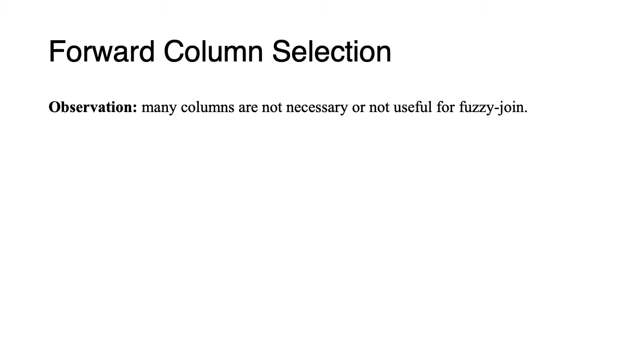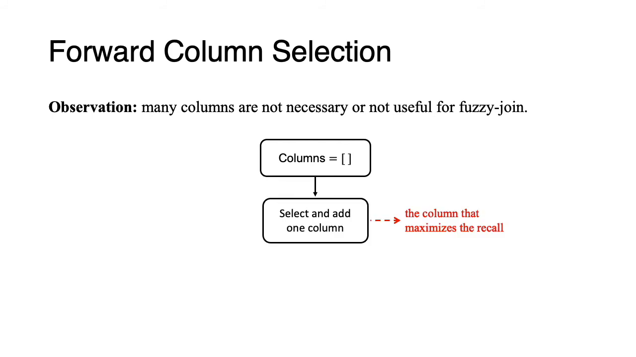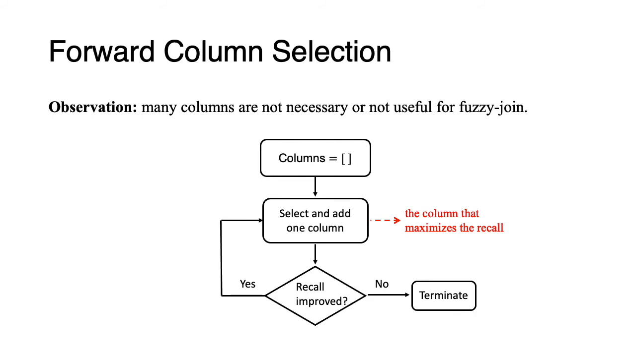To select the most important columns, we propose a forward column selection algorithm, which is analogous to forward feature selection algorithm in machine learning. Our algorithm starts from an empty set of joining columns, and iteratively expands this set by adding the most important column from the remaining columns. Because we are maximizing the recall, the importance of a column can be determined by the resulting recall after adding it, which can be estimated using the method we introduced before. The algorithm terminates when the recall cannot be improved by adding an extra column. As we will show in the experiments, in most datasets, the algorithm usually terminates with 1 or 2 columns, which are already enough to produce good results.